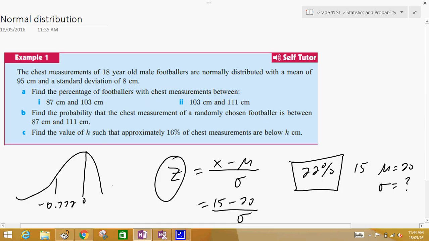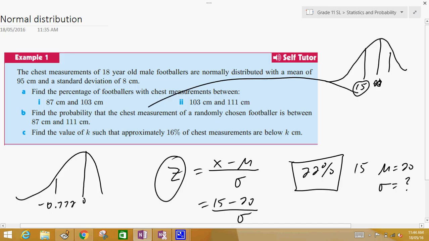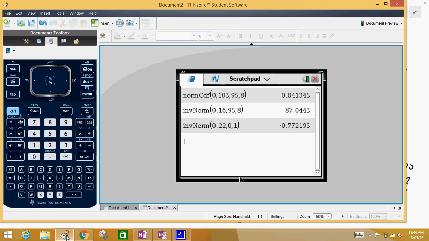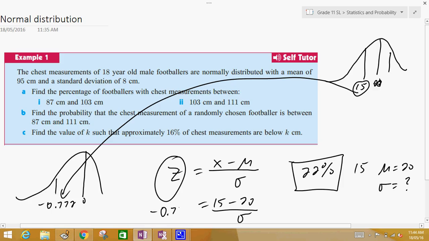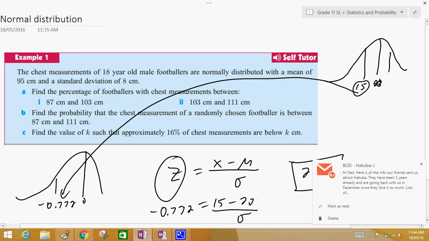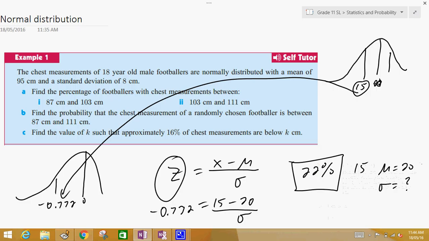What this means is, here you have the mean is 0 and the standard deviation is 1. What we are doing is we're converting our regular, where we had the mean is 20 with a standard deviation of, we don't know, and we're looking at 15. What we're doing is converting that number to this number. So our number was negative 0.772. Now you've got a formula. With all this information, you can figure what the standard deviation is.